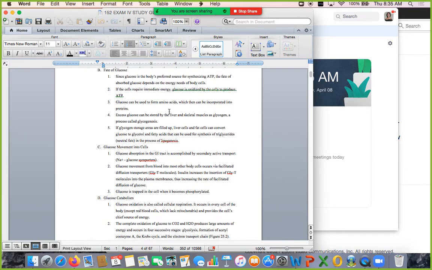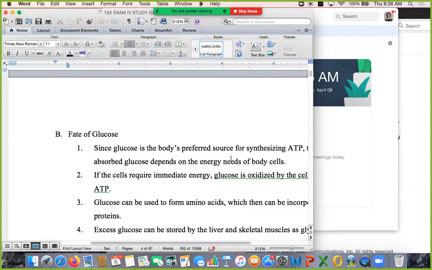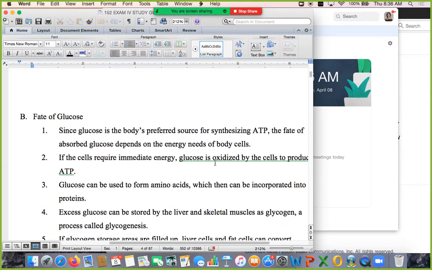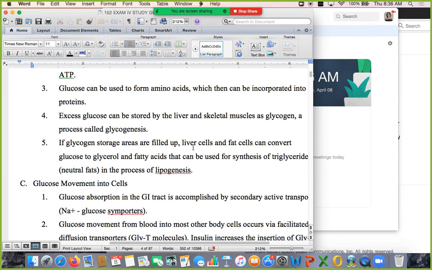So glucose has a lot of different options in terms of what it can become. Glucose that's absorbed from the diet can do a couple of things. One, if we need energy immediately, it can be utilized for energy immediately, right? We can also use it to form amino acids, which we can then incorporate into proteins. Or we can store the excess glucose in the liver or skeletal muscles in the form of glycogen.